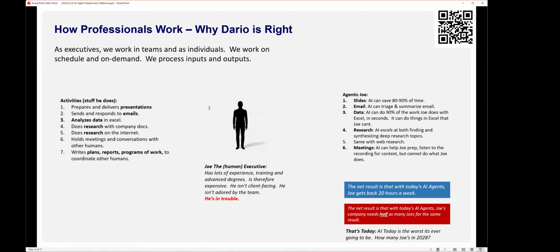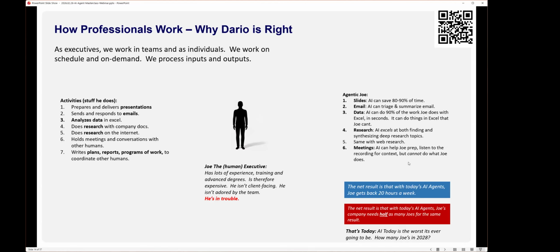to coordinate other humans. With the agentic tools that are available right now today, this human can get back at least half of their work week, right? There are AI tools, including Sapience, that do better slides than 95% of humans, that can triage and summarize emails and draft replies, who can do better work in Excel and data crunching than 90% of humans, can do better research, fact-finding than 90% of humans. So if Joe adopts all of these pieces of technology, he gets back half of his work week.